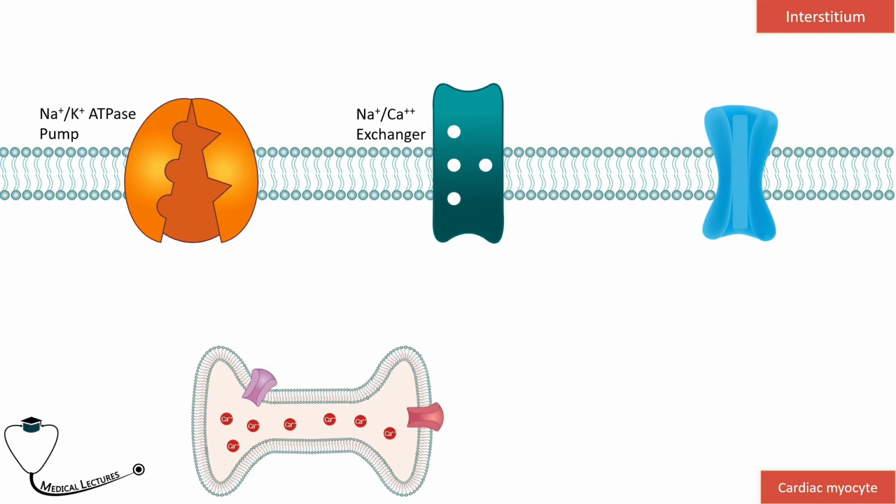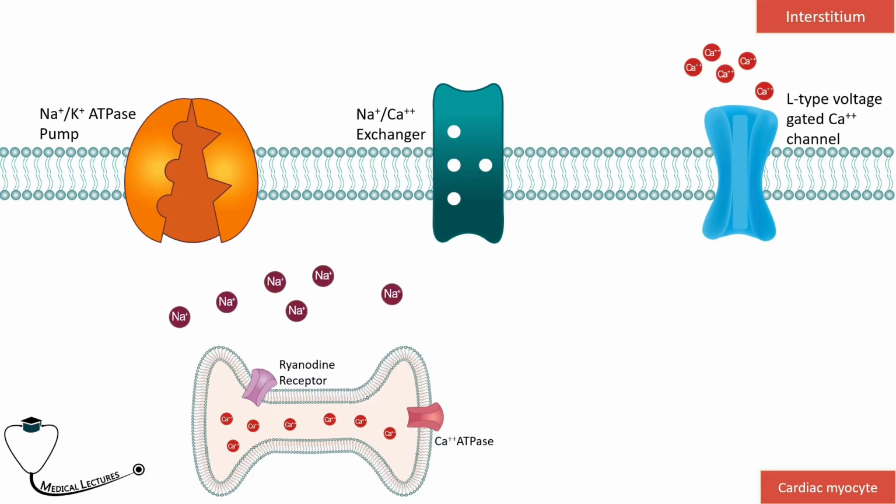You can also see L-type voltage-gated calcium channel on the plasma membrane. On the sarcoplasmic reticulum, calcium ATPase which transports calcium into the sarcoplasmic reticulum, and a ryanodine receptor which causes calcium release into the cytoplasm. Now, as the action potential reaches the cardiac myocyte, the L-type calcium channel opens and there is influx of calcium ions into the cell.